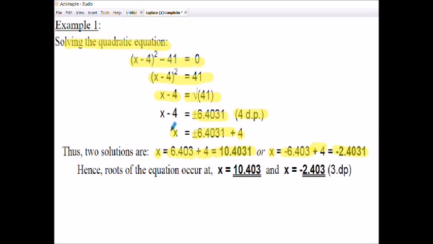So our solutions, or our roots of the equation, we get x equals 10.403 and x equals minus 2.403 to 3 decimal places.